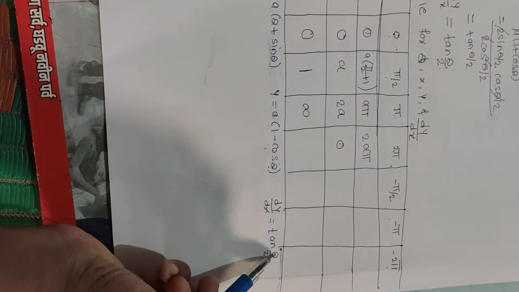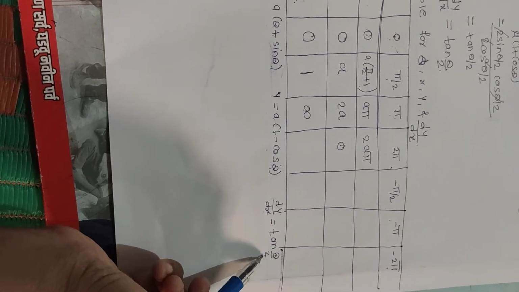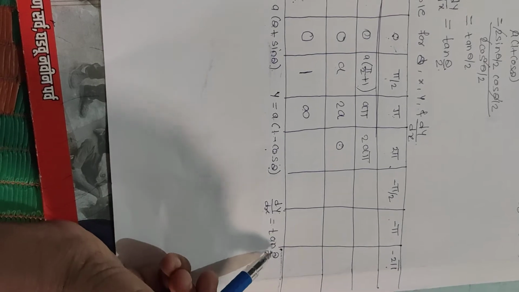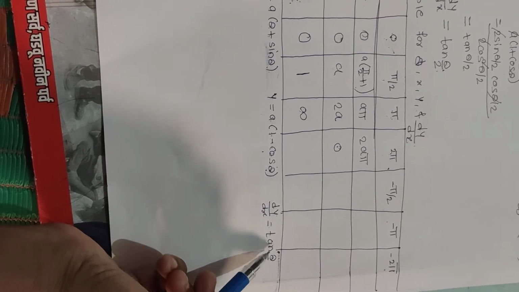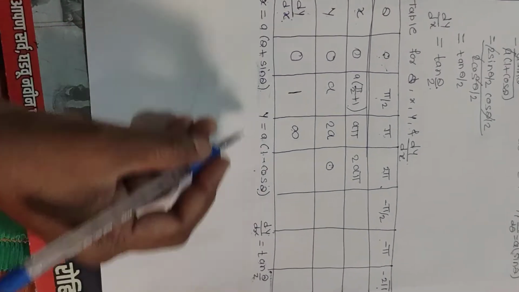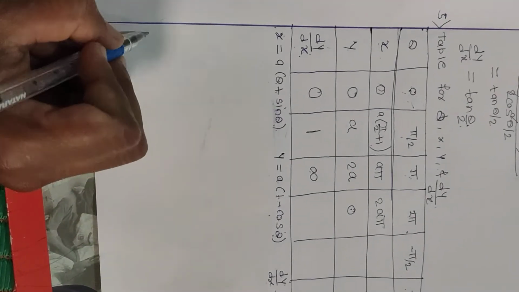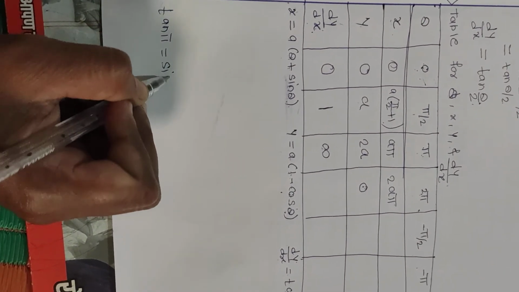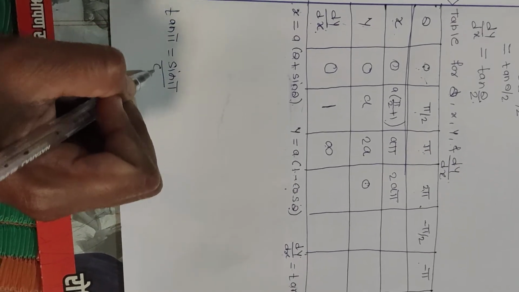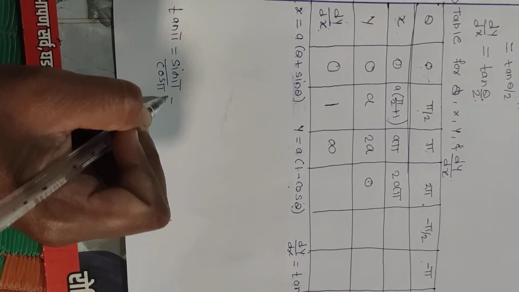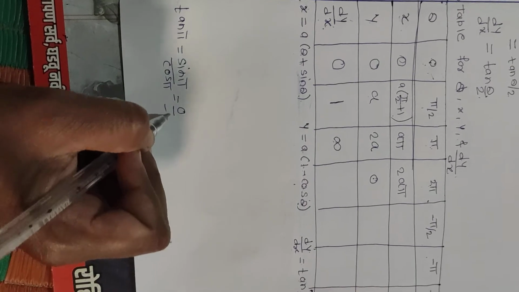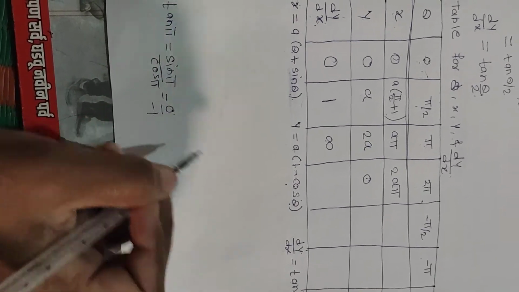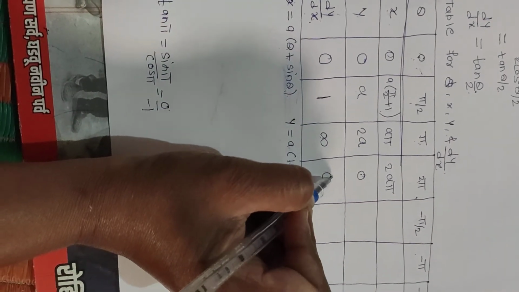Next, again we put 2 pi in dy by dx. So tan of 2 pi by 2. The 2s cancel, and we get tan pi. So what is the value of tan pi? Tan pi can be written as sin pi upon cos pi, right? And sin pi is 0, cos pi is minus 1, and 0 by minus 1 is 0. So here again we get 0.